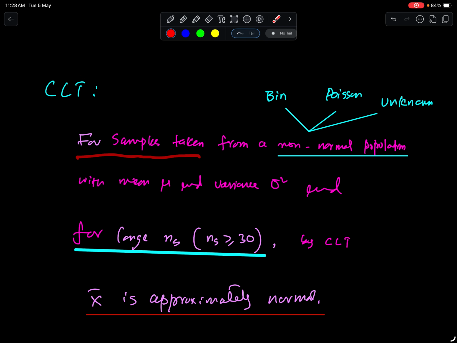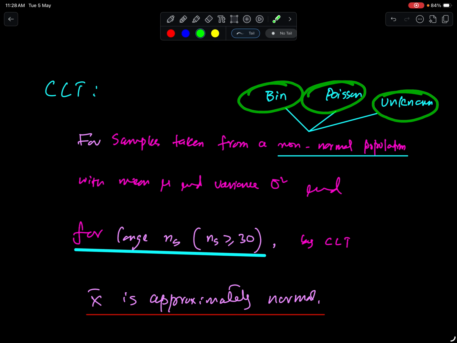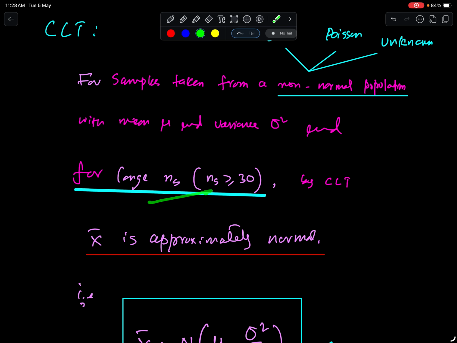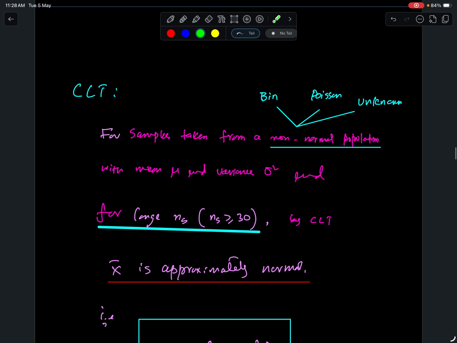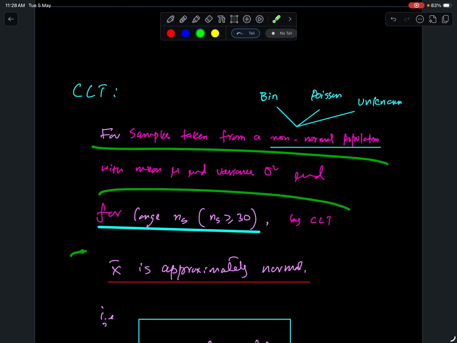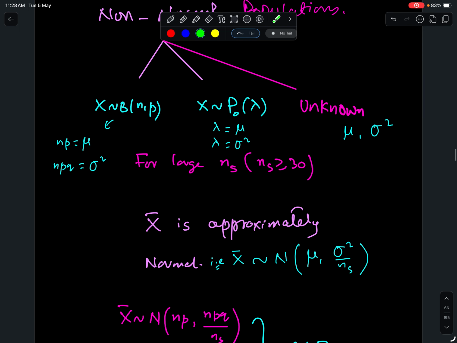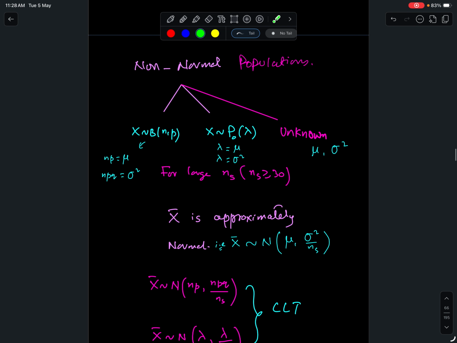CLT for samples taken from a non-normal population, for example binomial, Poisson, unknown, with mean mu and variance sigma square. For large ns, ns greater than or equal to 30, according to CLT, x bar is approximately normal. See, this is the statement of CLT. X bar is approximately normal with mean mu, variance sigma square over ns. Now see, all three: binomial, Poisson and unknown.